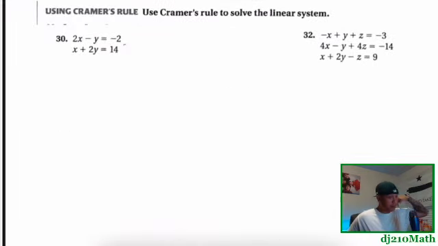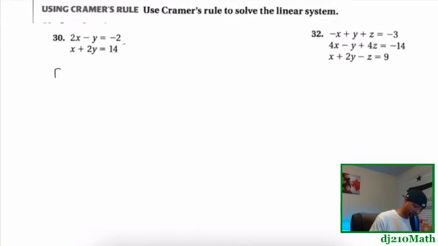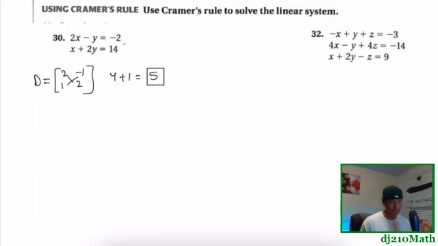Okay, we're going to use Cramer's rule. Cramer's rule to solve for x and y. Okay, so first off, find the determinant. So we get the coefficients 2, 1, negative 1, 2. This is going to be 4 minus negative 1, which is 5. So D is 5.